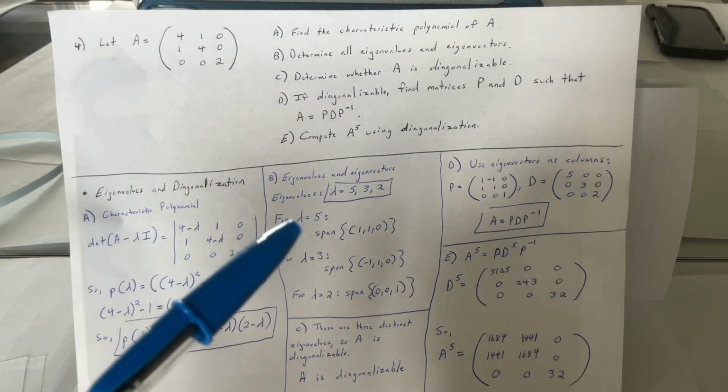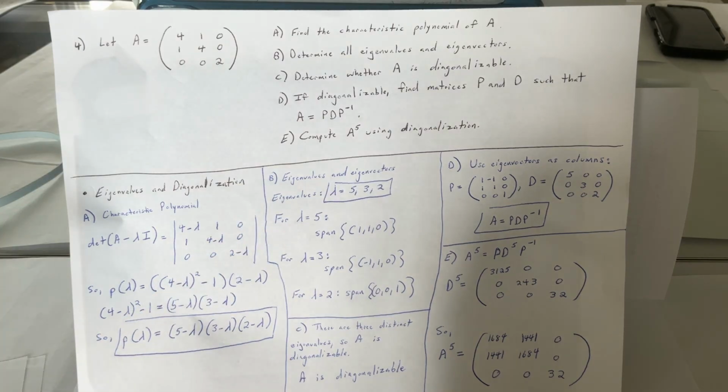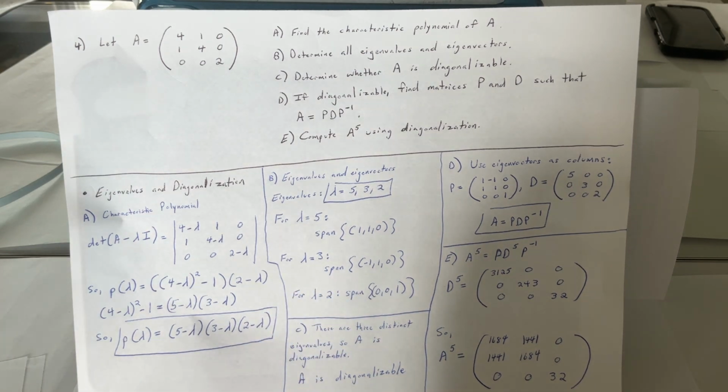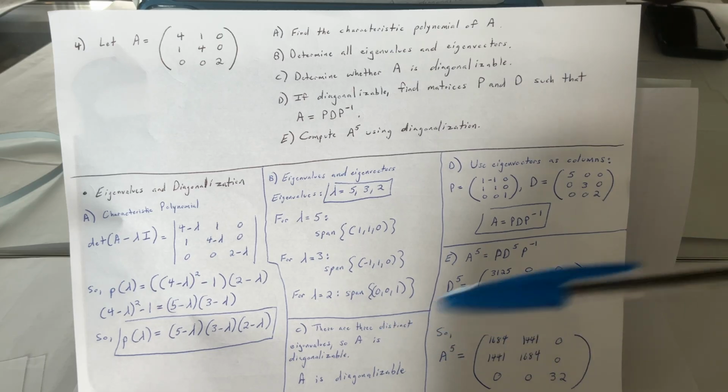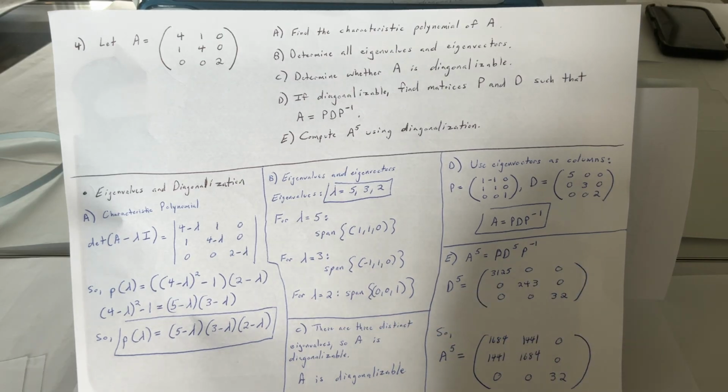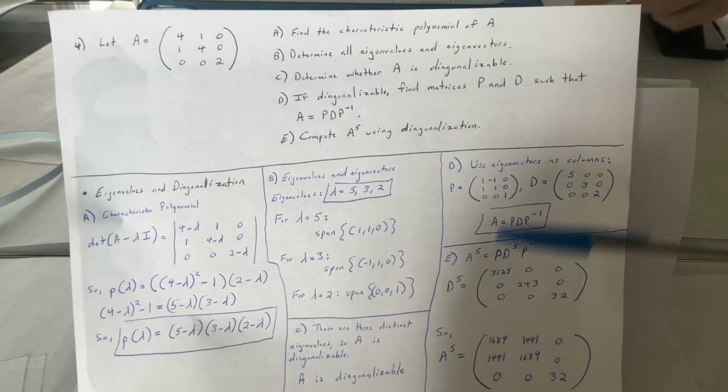For each now, for lambda equals 5, the span is (1, 1, 0). For lambda equals 3, the span is (-1, 1, 0). And for lambda equals 2, the span is (0, 0, 1). Part C, determine whether A is diagonalizable. There are 3 distinct eigenvalues, so A is diagonalizable.